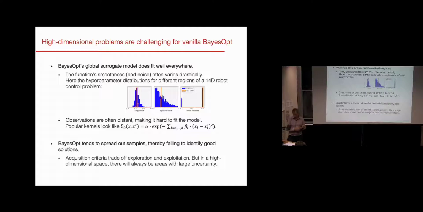The second point is, well, Bayes-opt tends to spread out samples, thereby failing to identify good solutions. And why is that? We just said that Bayes-opt trades off exploration and exploitation. So if you have a 60-dimensional space, there will always be an area which has large uncertainty, and Bayes-opt will rather jump to this completely new area than following up on an already good solution. So we see that Bayes-opt in high-dimensional spaces is all over the place, but it never samples anywhere densely enough to identify a really good solution.